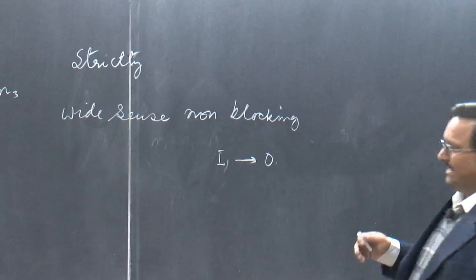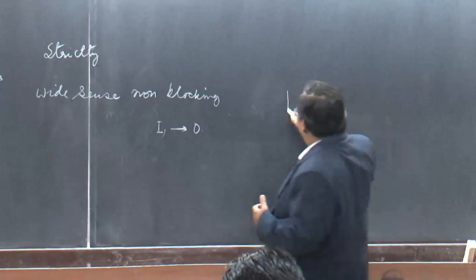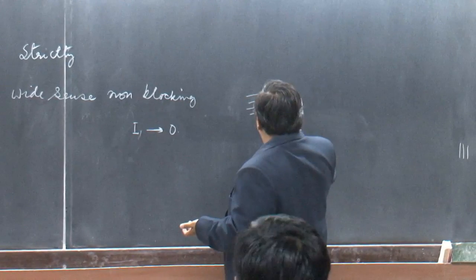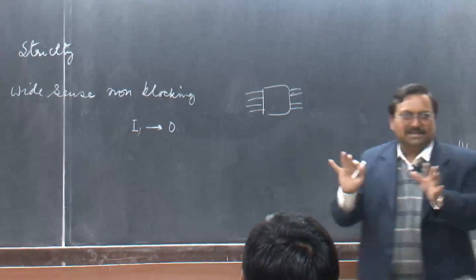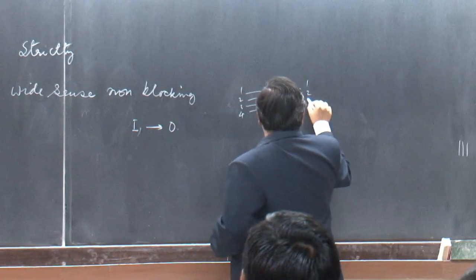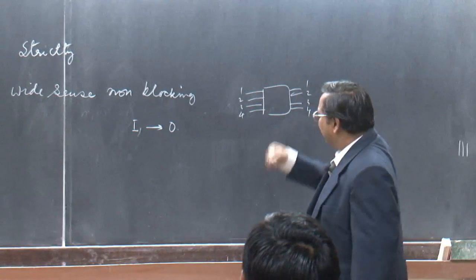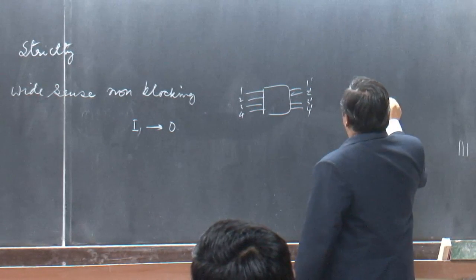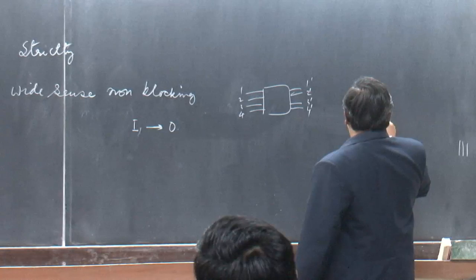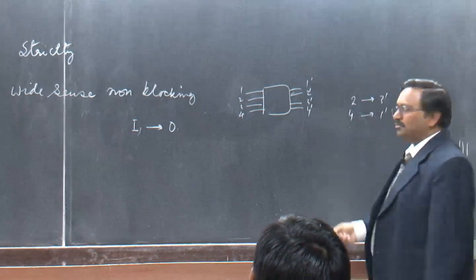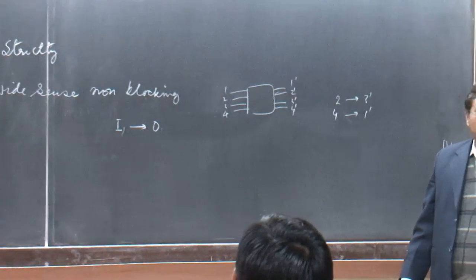So what is the difference between wide-sense non-blocking and rearrangeably non-blocking? Let me elaborate on this. You have some switch. I am giving an example, only 4 by 4; how it is done inside, don't worry about it. There are 1, 2, 3 and 4. I have created some map: say, 2 to 3 prime, 4 to 1 prime. These are the two connections which are already set up.